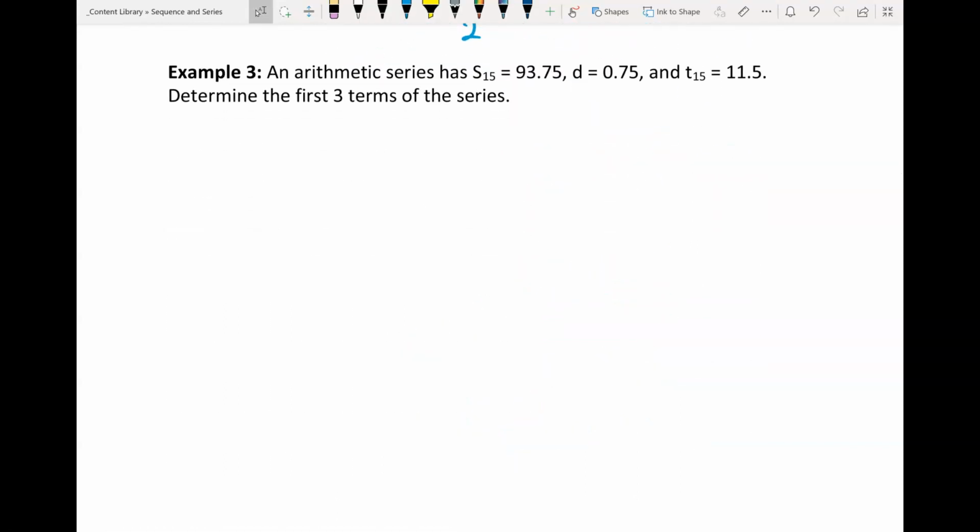Moving on to example 3, we have a series, but we've been given the sum of the first 15 terms. We also have d, and then we have a term, which is the 15th term, and it's 11.5. We want to determine the first 3 terms of the series. So this is a different type of question, in that we have to work backwards to get the first 3 terms. The thing is, we need to find out what T1 is. We only have information about T15 and the sum of the first 15 terms.